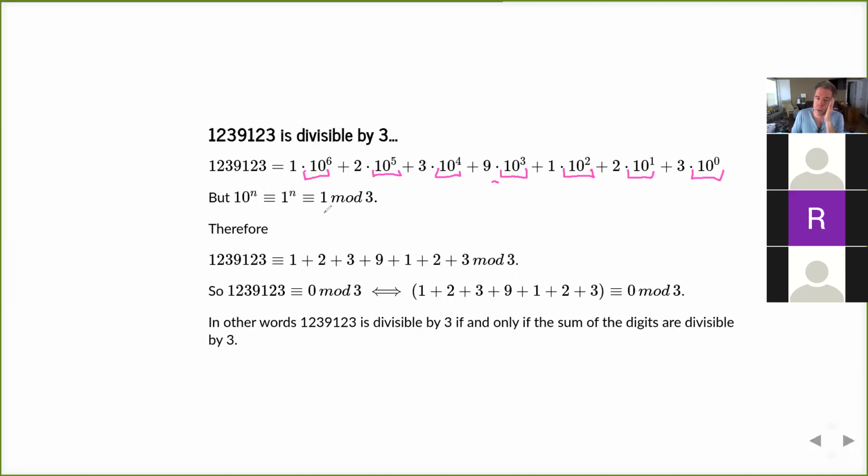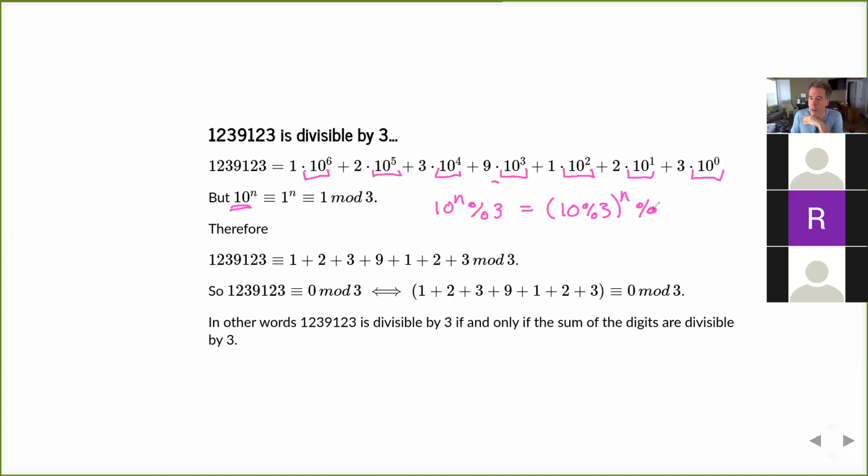Now, look what happens if we reduce this entire expression mod 3. We said that we could reduce at any time, right? So 10 to the n mod 3 is the same thing as 10 mod 3, to the nth power, mod 3.